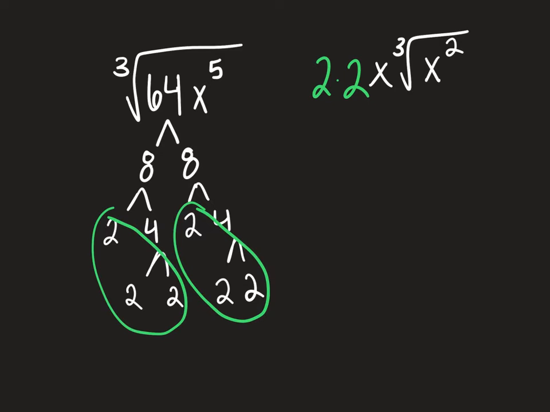So then 2 times 2 is 4. So final answer is 4x times the cube root of x squared. Would you keep the 3 in there? Huh? Would you keep the 3 in there? Yeah, you always have to keep that with the radical. But could we do that to the other?